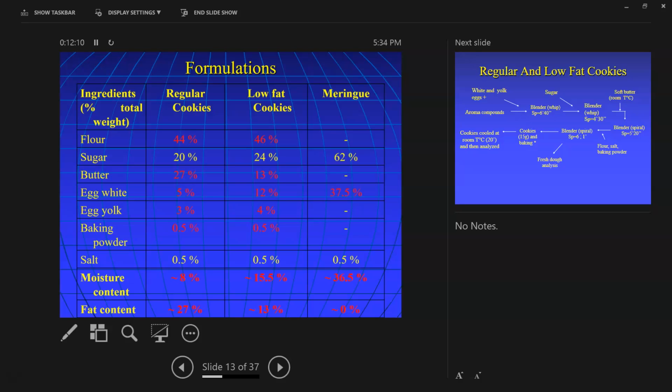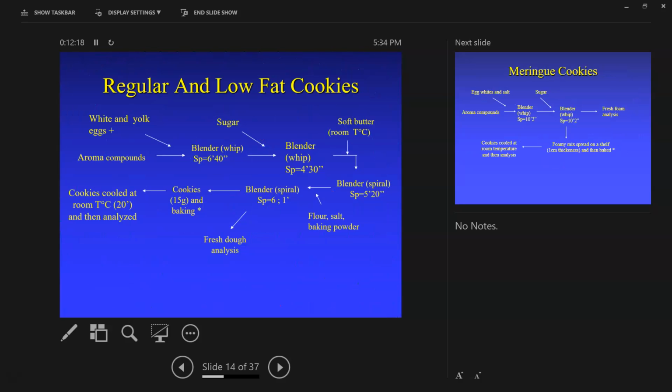So these are actually the percent formulations of each of the components you saw. You should be able to read it, I hope, in your notes instead. And in regular low-fat cookies, different ways that they were made. So whites and egg yolks, flavor compounds, blended, cooked for regular low-fat cookies. You should be familiar, I hope, with making cookies at home.